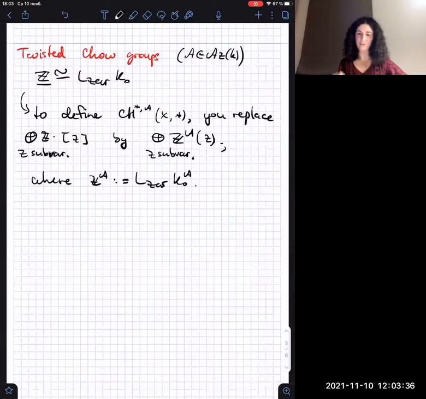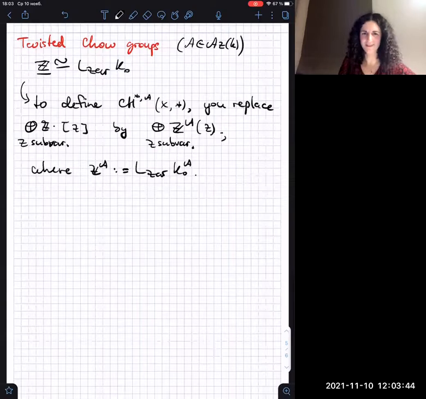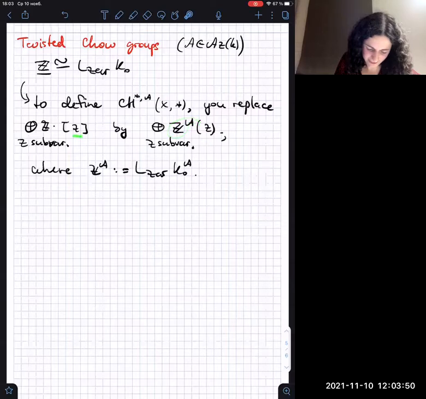This sounds abstract so far, but we will see in a minute that twisted integers are as explicit as integers, I promise you. In fact, we'll see that it's a subsheaf of integers. So these are certain numbers. Usually you would take a subvariety with any integral coefficient, and here you'll be allowed to take only certain integral coefficients.